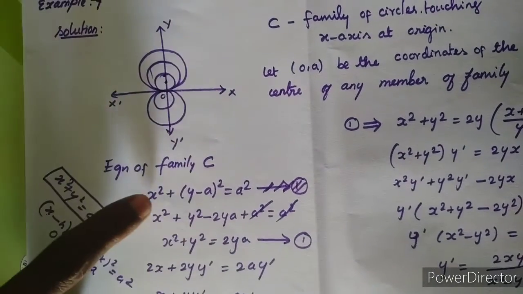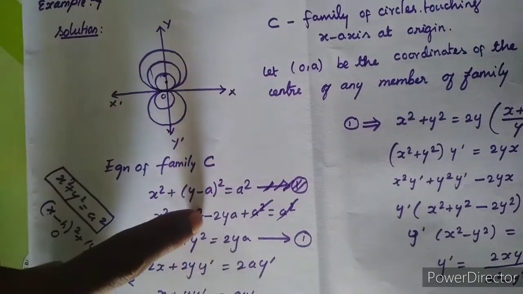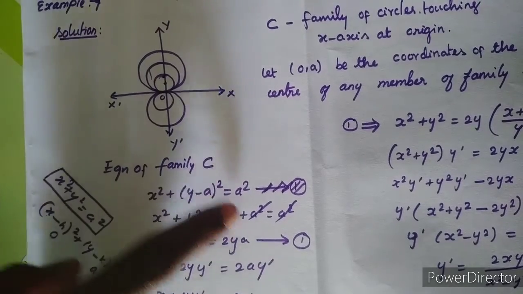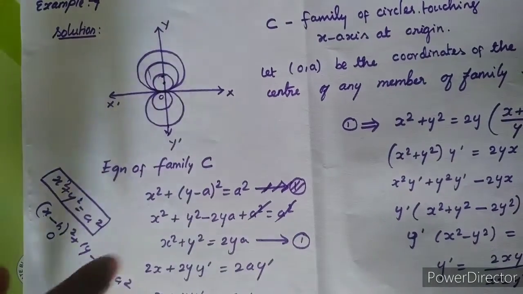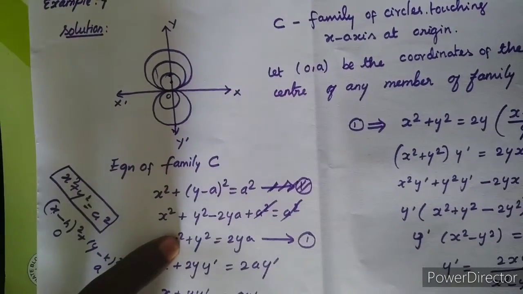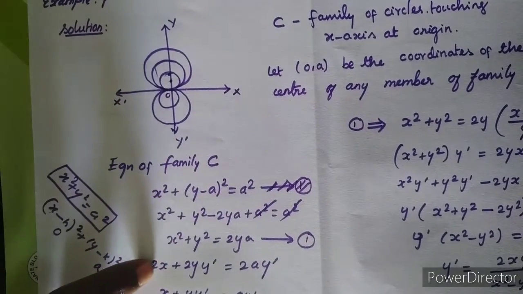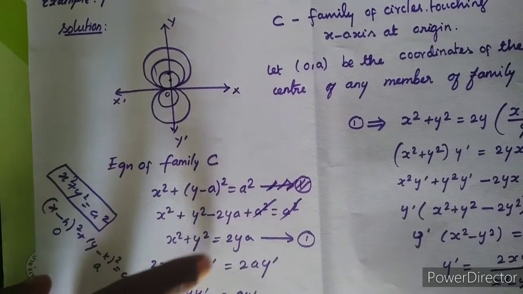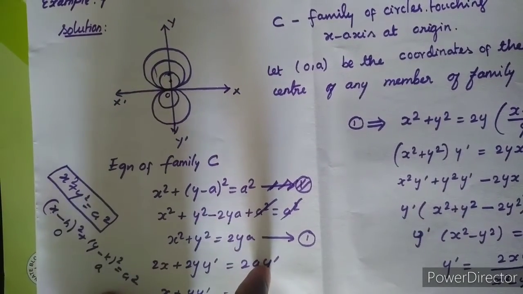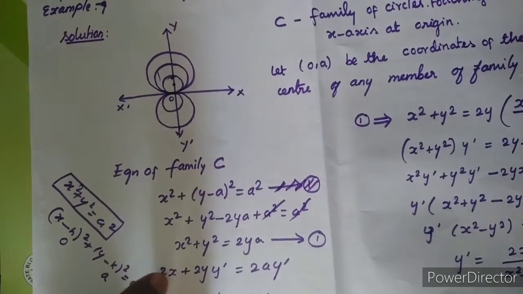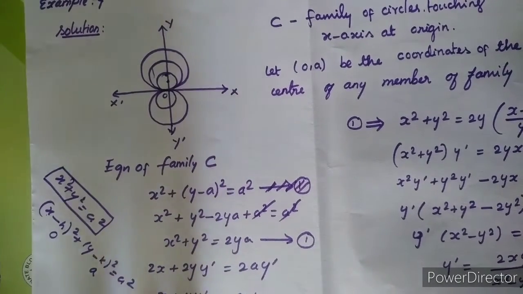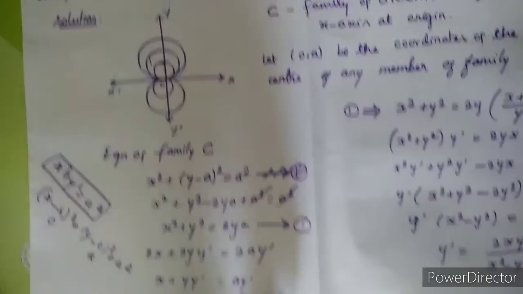Next, expand: (y minus a) the whole squared means y squared minus 2ya plus a squared, then the last a squared. This is like (a minus b) the whole squared. A squared and a squared cancel, the right side will be 0. Moving minus 2ya to the right side, that is plus 2ya. From this we can find the differentiation: x squared gives 2x, y squared gives 2y y dash, and 2ya gives 2 into a into y dash. Next, divide by 2, therefore x, plus y y dash, equals a y dash. From this we can find what a is. A is equal to (x plus y y dash) by y dash. This is the value of a.